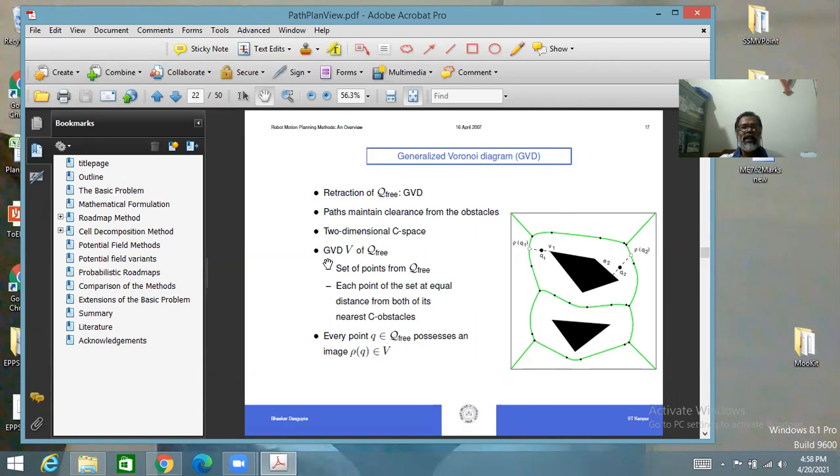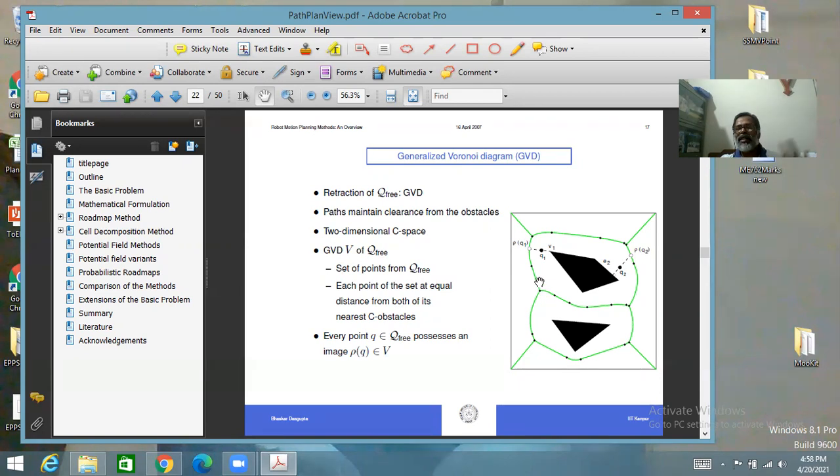Okay, so the GVD, generalized Voronoi diagram, V, this set of curves of Q free, is a set of points from Q free, each point of the set at equal distance from both of its nearest C obstacles' boundaries. And every point in Q will have an image in this V, that is on these curves.